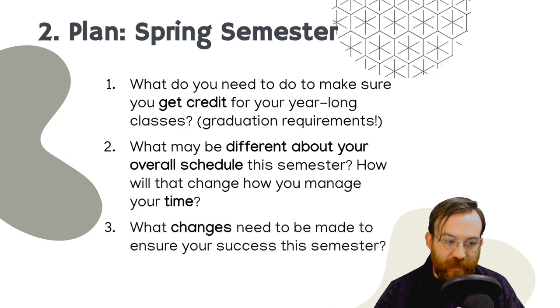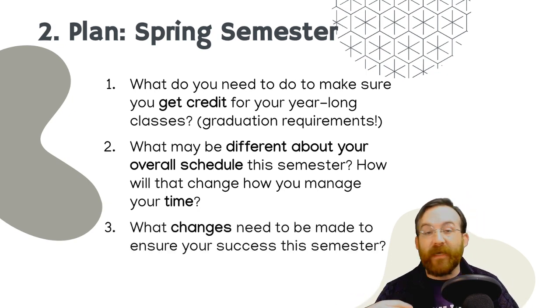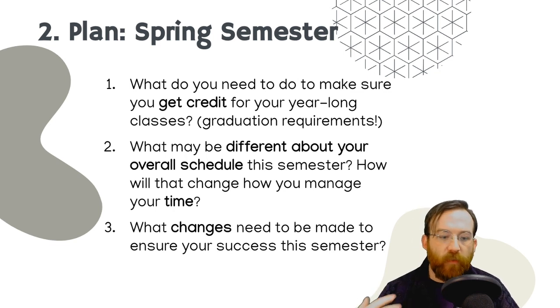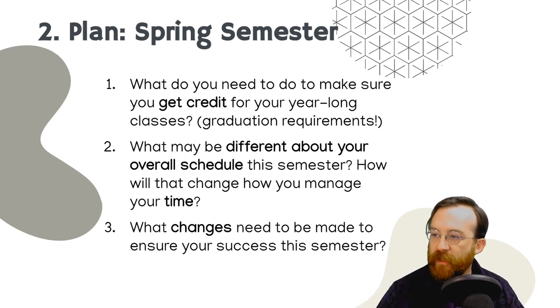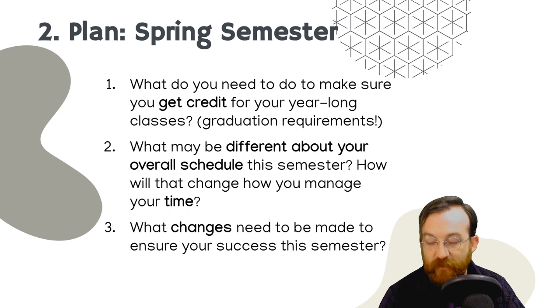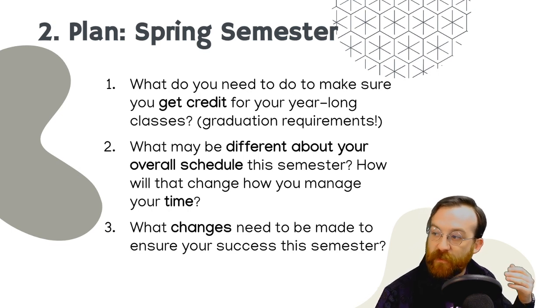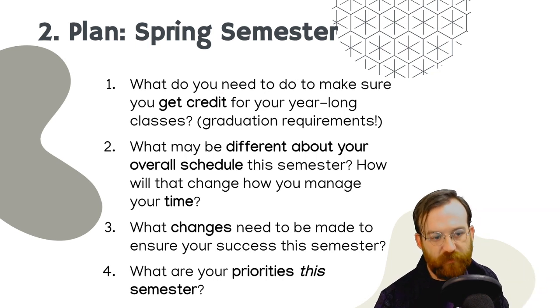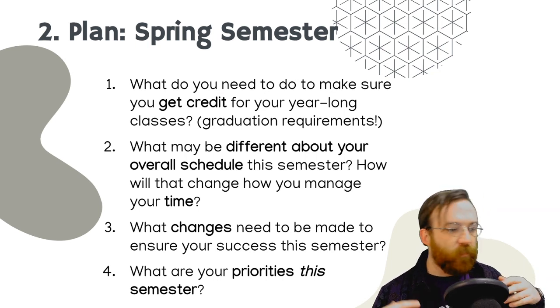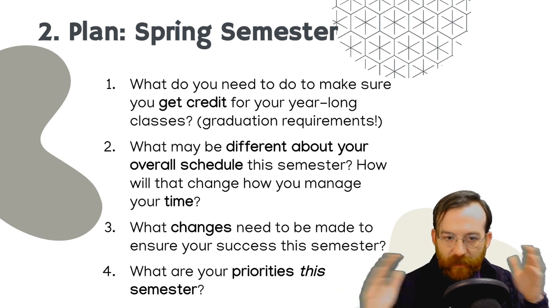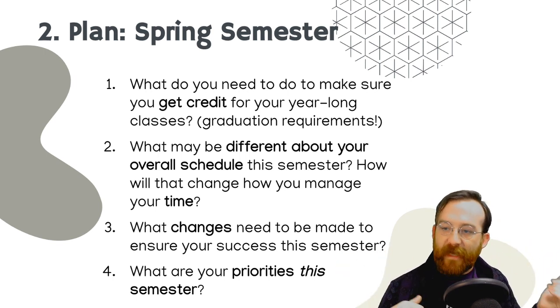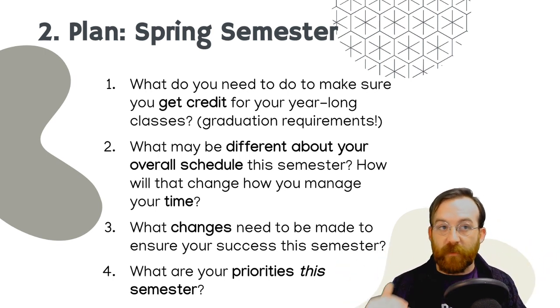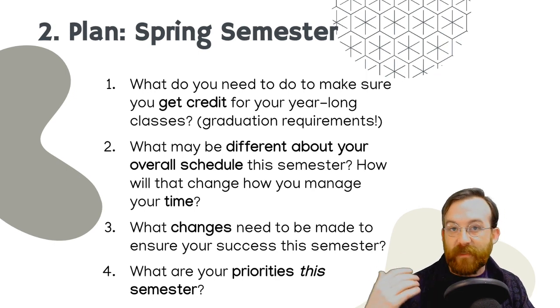And then whether or not your schedule changed, what changes might you need to make in the way that you approach school, in the way that you've been doing things to ensure your success. And the last question is similar to the last question of the reflection, which is, what are your priorities this semester? So if you find that maybe your priorities were not exactly where you want them to be last semester, how can we resituate those to where you can prioritize the things that are important?